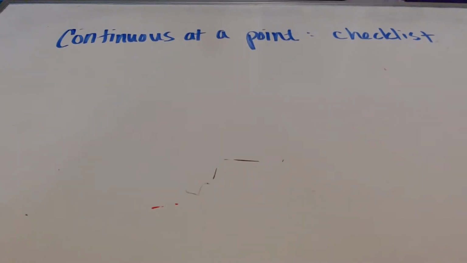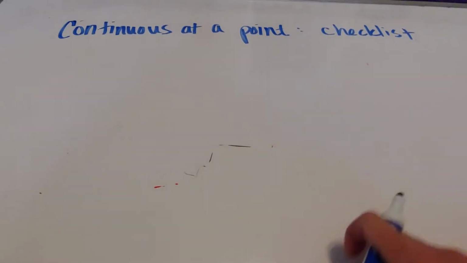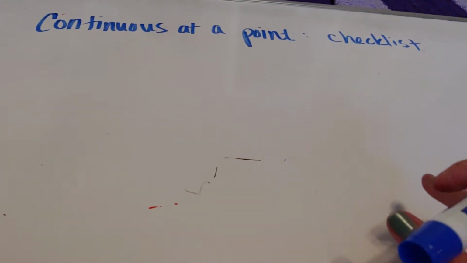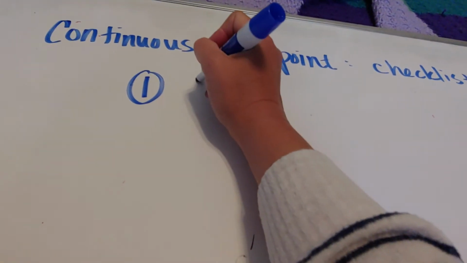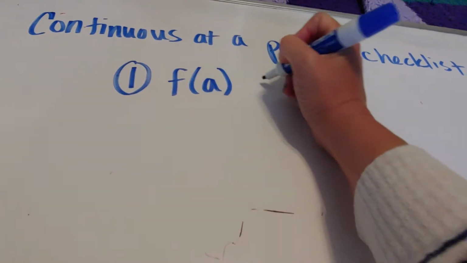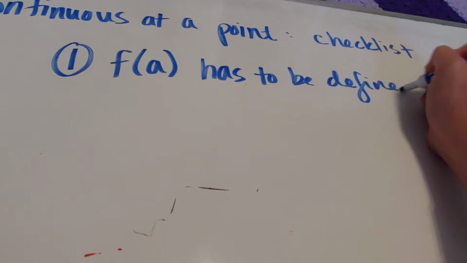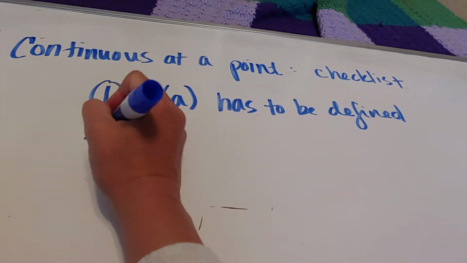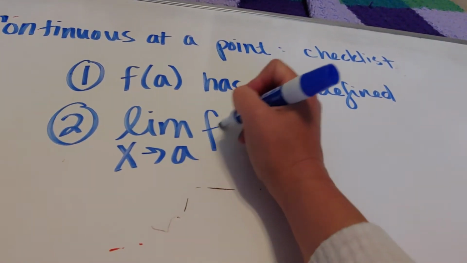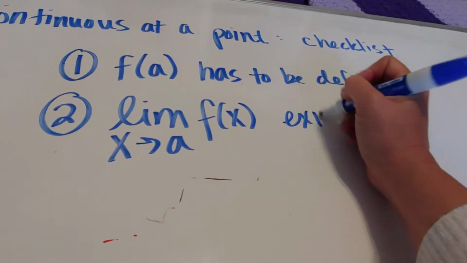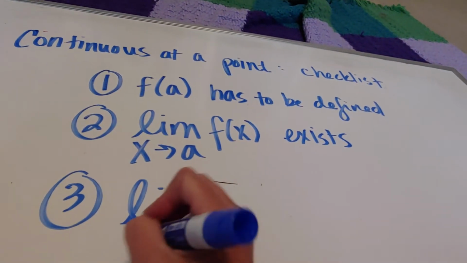Today we're going to look at continuity, and we're going to start our discussion with continuous at a point, using the checklist that's in the book. They tell us that we are continuous at a point if three things happen. The first thing is that f of a has to be defined. The second thing is that the limit has to exist. And the third thing is that these two have to be equal.